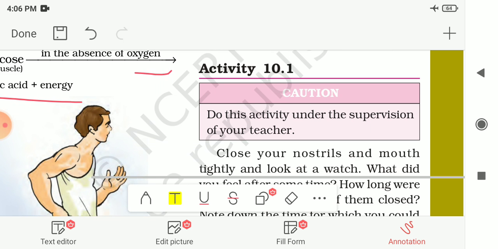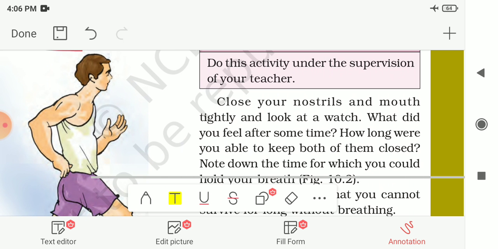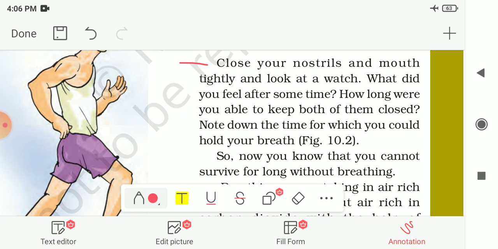Here one activity is given to you, activity number 10.1. Take care that you do not perform this activity alone. You can take the help of your elders. For this you have to close your nostrils and mouth tightly and look at the watch. Notice what you feel after some time and for how long you are able to keep both of them closed.